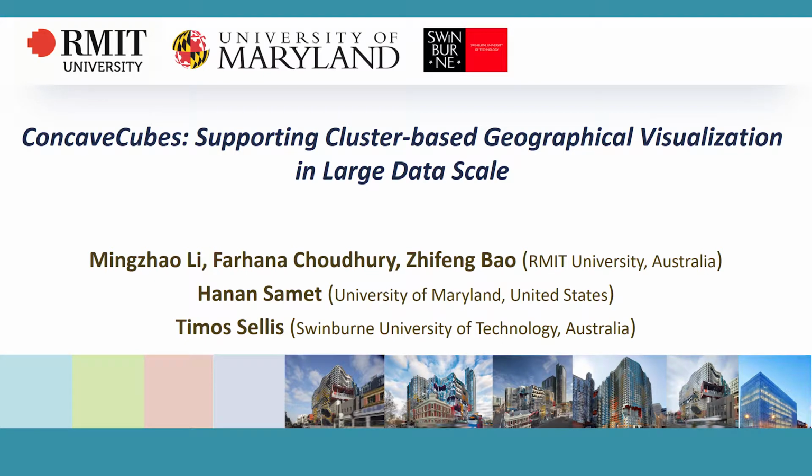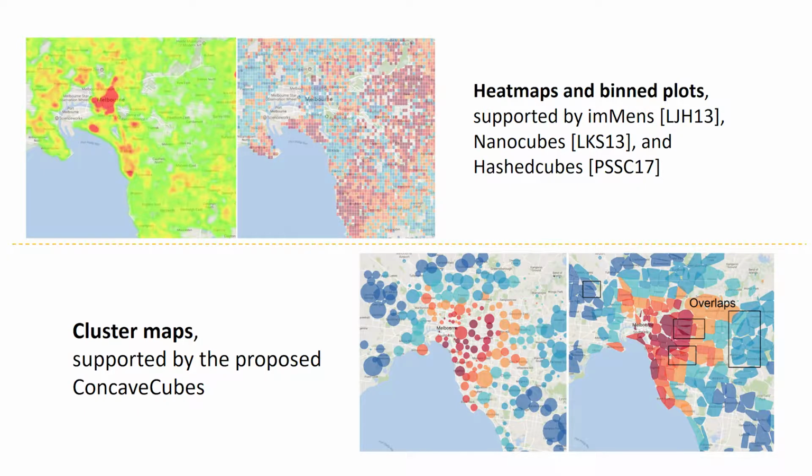In this paper, we study the problem of supporting effective and scalable visualization for the rapidly increasing urban data. Different from existing methods, such as nanocubes and hashcubes, which mainly support heat maps and bin plots, our proposed ConcaveCubes supports cluster maps on large-scale geographic multidimensional data.